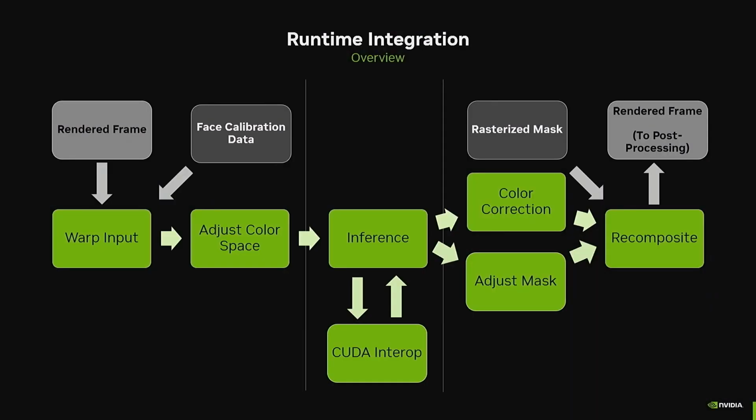So this is what the runtime integration looks like in the rendering pipeline. What you're seeing is a series of small stages divided into three phases. We start with data preparation and normalization. Then we run our inference to generate the uplifted data. And then we do some post-processing, color correction, and compositing.